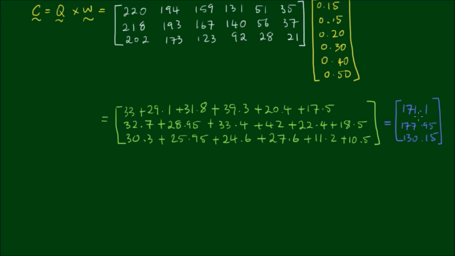Okay, so what this means is that we had to spend $171.10 in July for all the fruit that we sold. We had to spend $177.95 to buy all the fruit that we sold in August, and $130.15 to buy all the fruit that we sold in September.